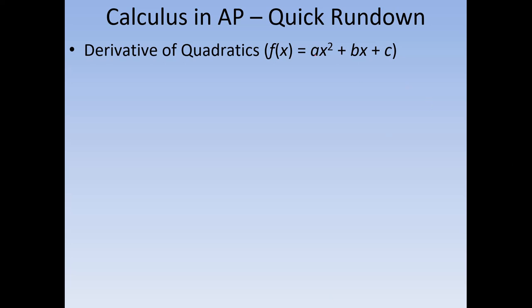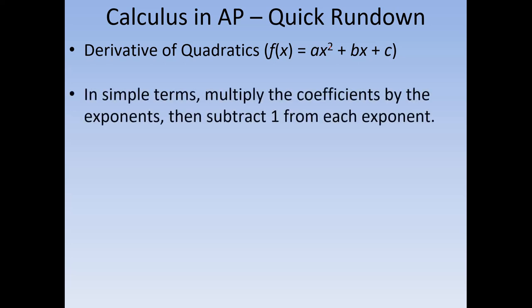Now, for now, I'm calling it quadratic, but this is actually any polynomial. I really probably should have called this a derivative of a polynomial. But as you know, polynomials tend to have the form of ax squared plus bx plus c, yada, yada, yada. Maybe there's an x cubed term, whatever. So the easiest way to get a derivative is you take the exponents on top of each of these x's and multiply the coefficients by those exponents. Then once you do that, you subtract 1 from each exponent.